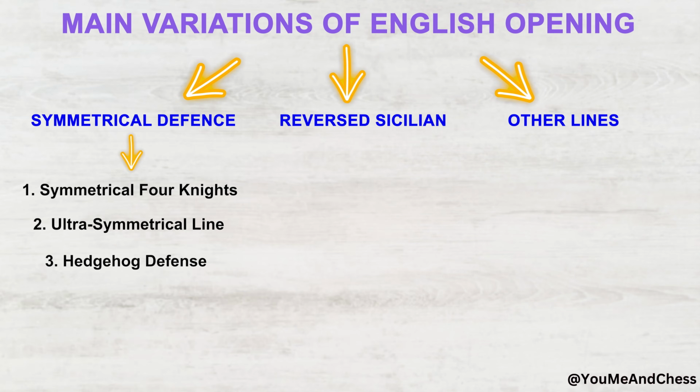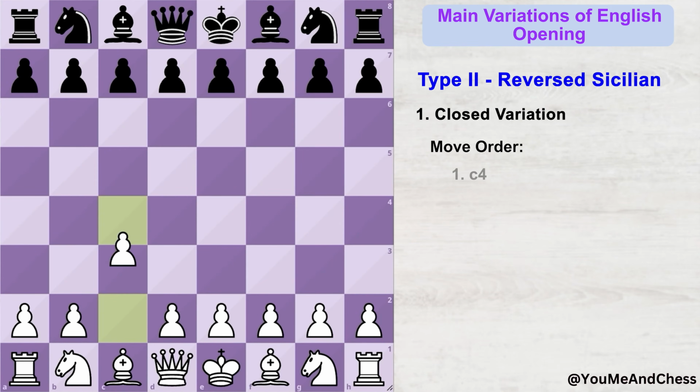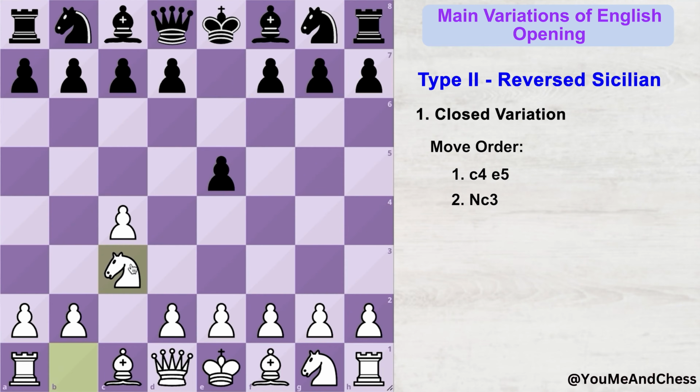So the first one is the closed variation. And the move orders are c4, e5, and now white plays knight to c3, taking control of the light squares with his knight, and black plays knight c6, taking control of the dark squares with his knight.